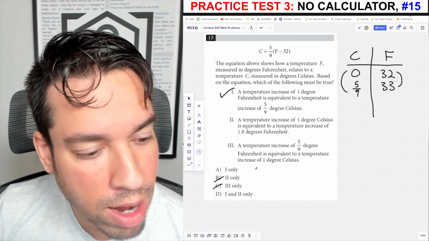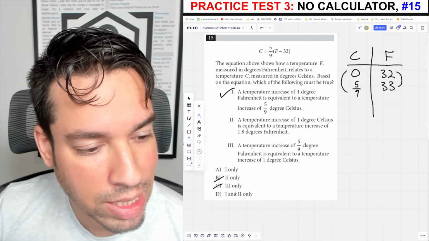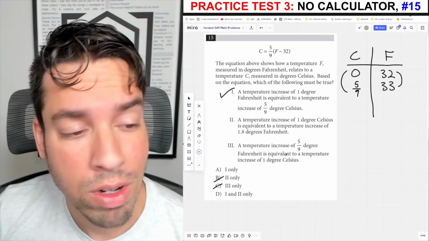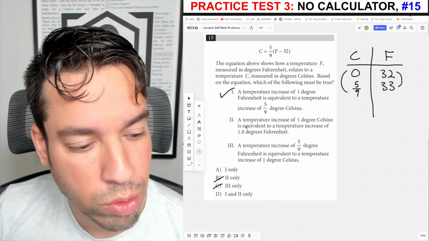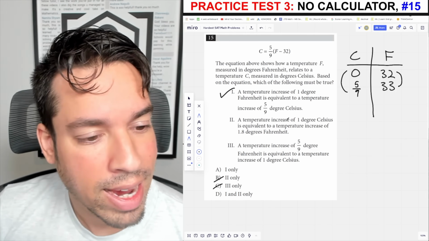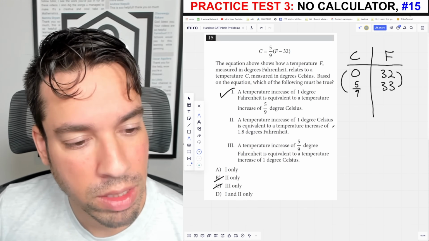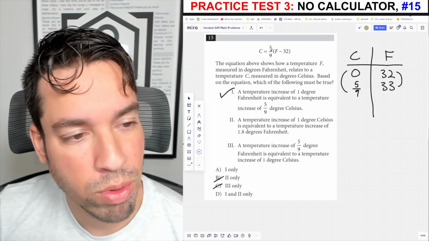B and C are out. So it's either down to A or D. Guess what? Do I really need to look at 3? No. Now all I have to figure out is if 2 is true or false. A temperature increase of 1 degree Celsius is equivalent to a temperature increase of 1.8 Fahrenheit.